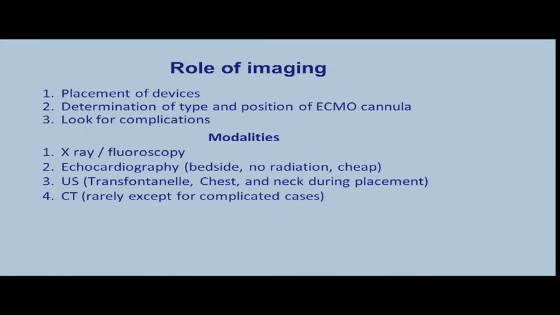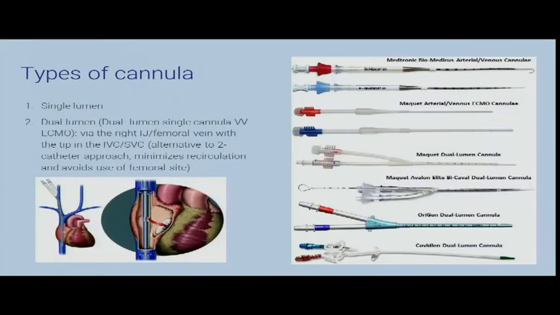They are also on anticoagulants, which can also predispose them to hemorrhage. We can also do chest ultrasound to check for complications if you think that the patient has pleural effusion, and also neck ultrasound, especially during placement, or even groin ultrasound if you are using ultrasound as a guide. CT is rarely used except in complicated cases. So what are the types of cannulas that are being used?